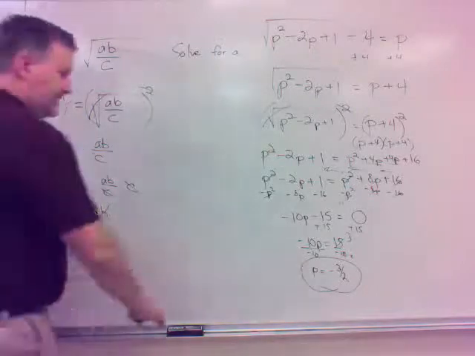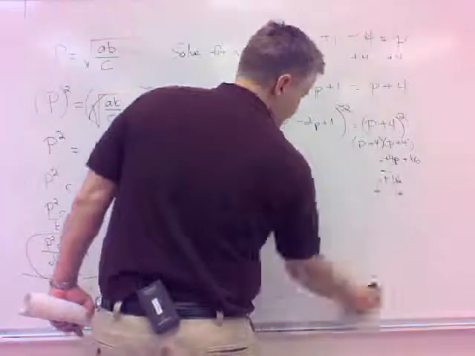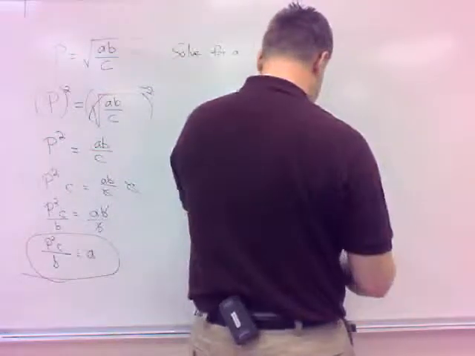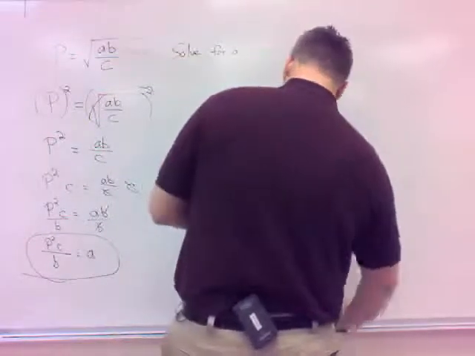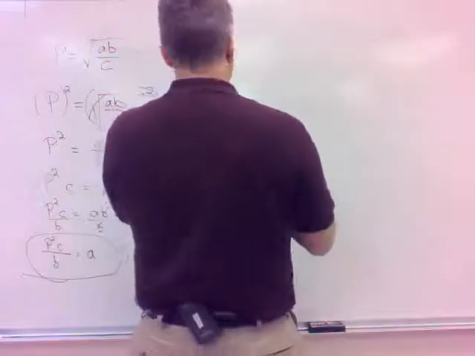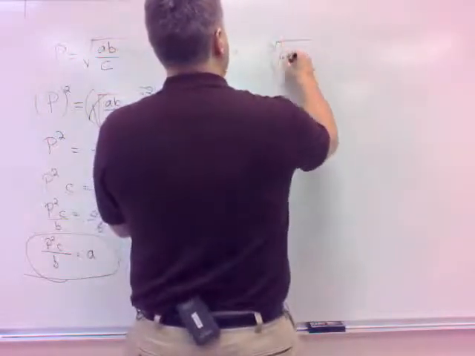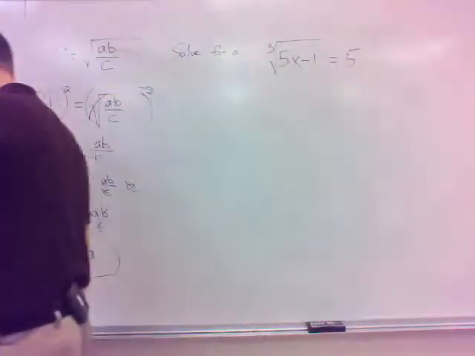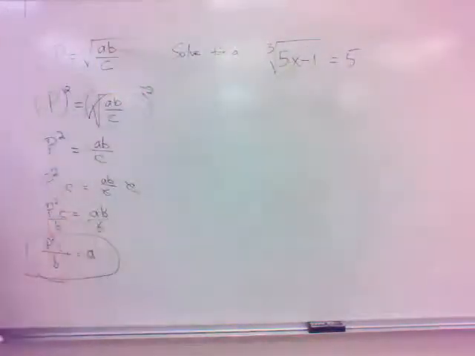All right. One other root equation here. What if it was, say, a cube root of 5x minus 1 equals 5? Back to just a regular equation, solving. But it's a cube root. Well, since it's a cube root, squaring won't do much good, but what do you think we would do? How about cube both sides?